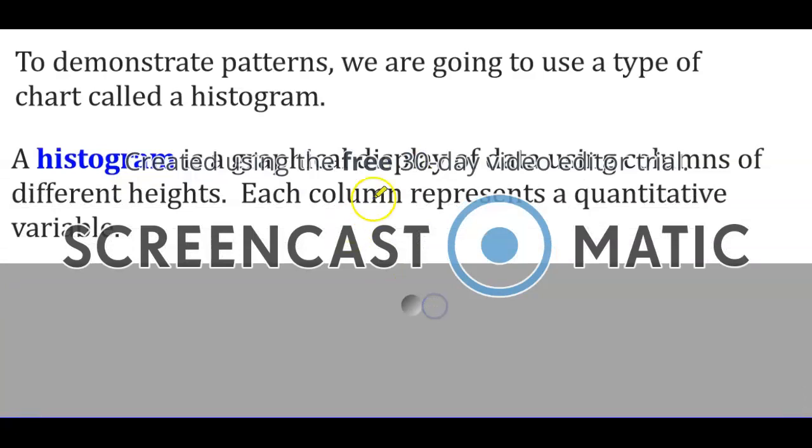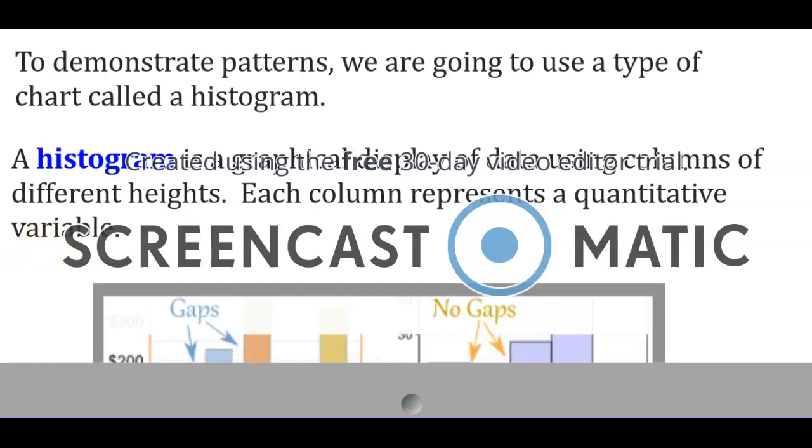Anyway, we're also going to demonstrate patterns, and we're going to use a chart called a histogram. A histogram is going to be a graphical display of data using columns of various heights, and each column represents a quantitative variable, some sort of numerical data. So let's take a look.